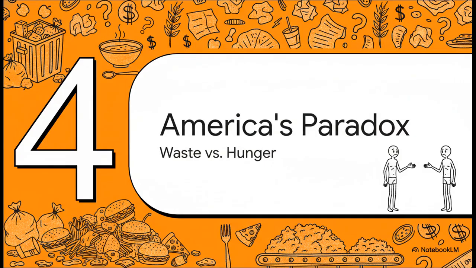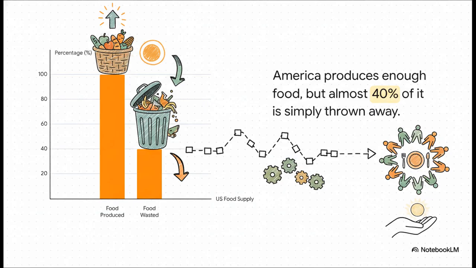All right, now the story takes another turn and brings us back to the United States. But the problem here is completely different. It's not about scarcity. It's a bizarre paradox of massive waste right alongside real hunger. Just look at these numbers. It's kind of hard to believe. America produces more than enough food for every single person, and yet almost 40% of it just gets thrown in the trash. The issue isn't that we don't have enough food, it's a giant logistics problem.